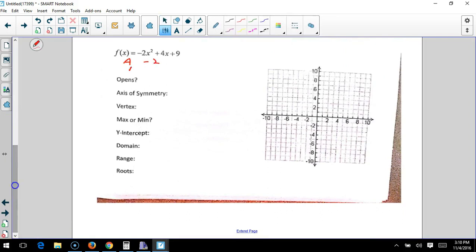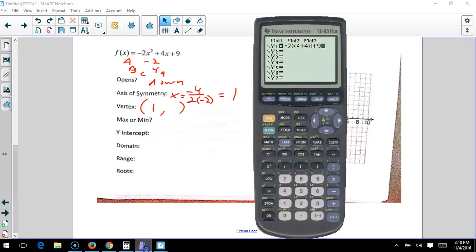A is negative 2, B is 4, and C is 9. It's going to open down because A is negative. The axis of symmetry: x equals the opposite of B all over 2A. Well, that's negative 4 over negative 4, so that equals 1. So again, the vertex is going to be 1 comma something. So I've already put this in the graphing calculator. Let's see what it's going to look like.